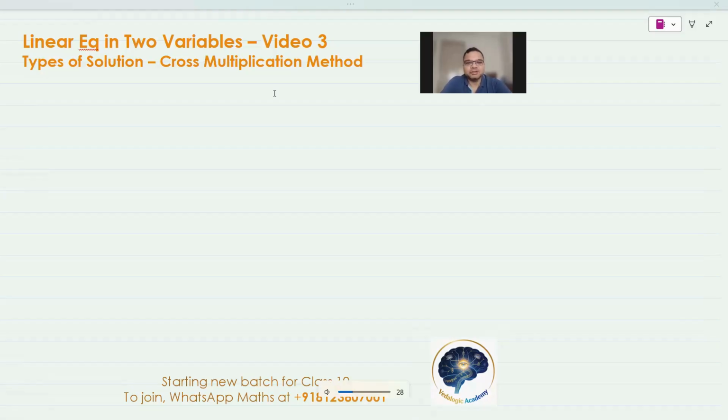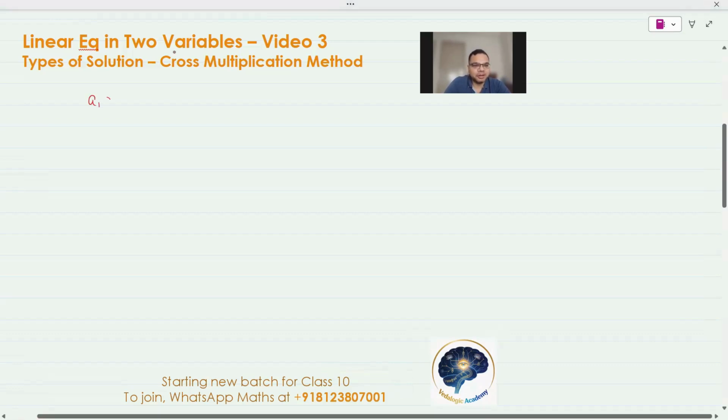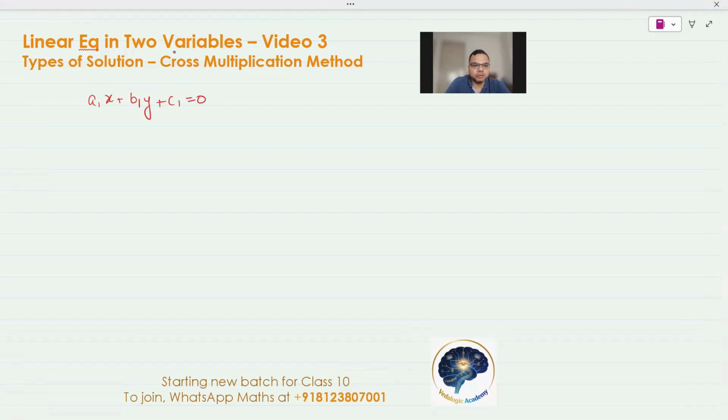Hello friends, do you know what is the cross multiplication method in solving the linear equations in two variables? Let's see how to do it. So let's say that we have these two equations, a1x plus b1y plus c1 equals to 0 and a2x plus b2y plus c2 equals to 0.